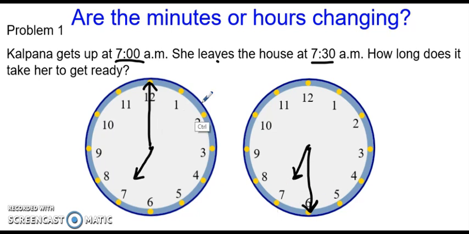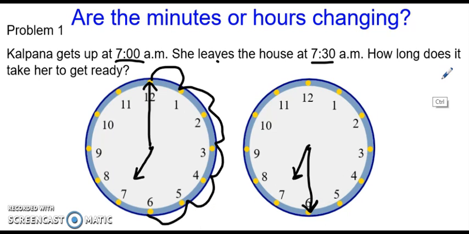So how much time went from this clock to this clock? Well, as I've already said, the hour stays the same, but the minutes have changed. In this case, my minute hand had to move 5, 10, 15, 20, 25, 30 minutes to get to the 6. So, how long does it take her to get ready? It takes her 30 minutes.